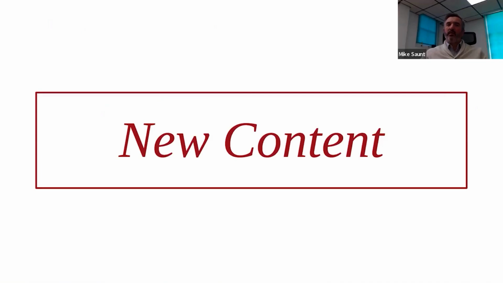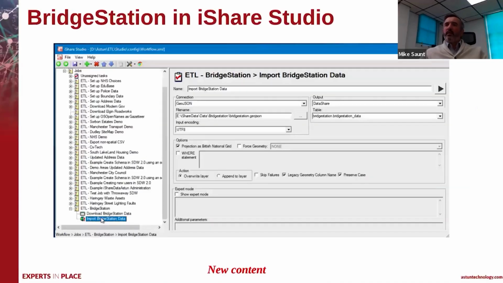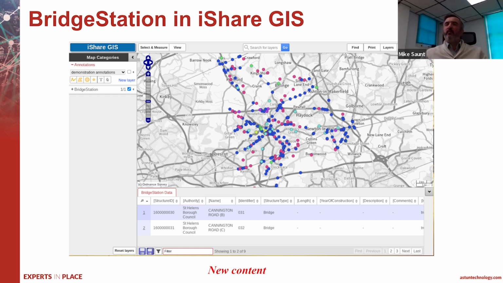The new content related to BridgeStation is how things are set up inside iShare Studio, and this could be via your ETL server, or via your server in the Aston cloud. Basically, there's a Python script that we've built that allows you to log into the BridgeStation API, which is authenticated in a similar way to how we provide authentication that logs into data from GeoPlace. This is authenticated data that's pulled down from BridgeStation. We download it locally and then we simply import it into the spatial data warehouse. We then have the data sitting there, which is very simple and easy for people to use in your GIS.